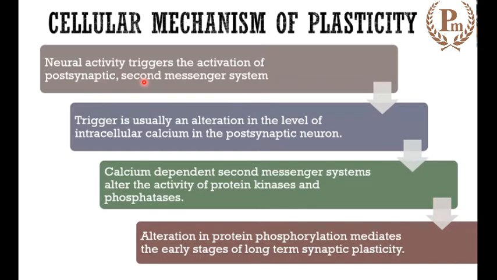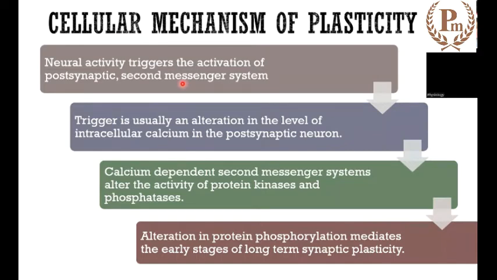So one thing is, your presynaptic is going to change the postsynaptic environment. And that environment change can be through the second messenger system. Then it will usually trigger an alteration in the level of intracellular calcium. Calcium plays a very important role in plasticity, especially how much calcium is available, and the time taken for the reuptake of the calcium, or you can say recovery of calcium, that also will play a role in plasticity.